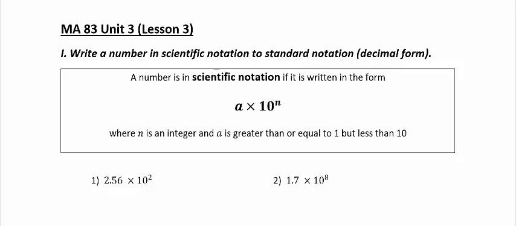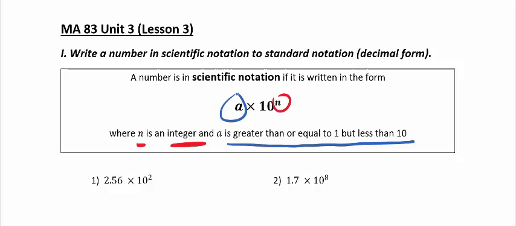A number is in scientific notation if it's written in the form a times 10 to the n power, where n is an integer, that's up here, and a is greater than or equal to 1 but less than 10, and that's this number here in front. So that means that a can be 1 all the way up to 9.9999999. Just has to be less than 10.